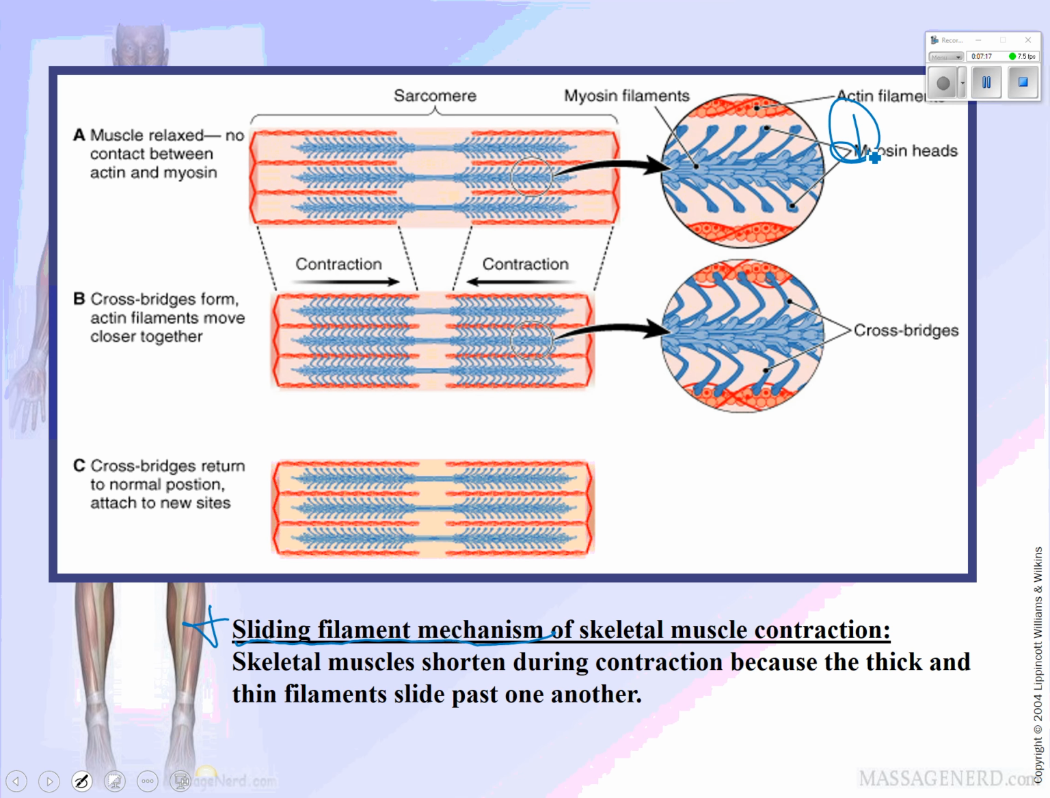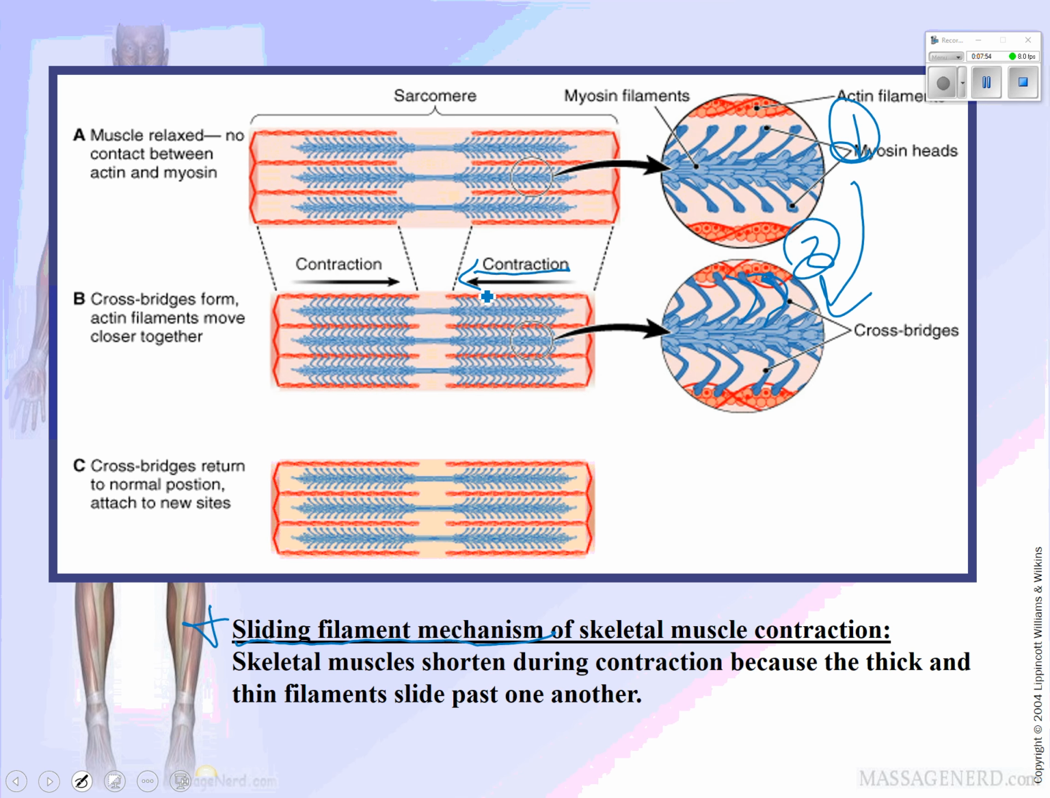Then what happens is your myosin head is going to attach to the thin filaments. When it does that, it's called a cross bridge. So then in your second picture here, you're seeing that the myosin head has come across and attached to the thin filament. Once it attaches, it walks along, and as it walks along, it makes the contraction. As it walks along, it shortens it.